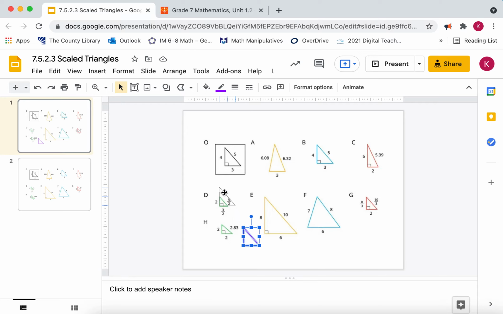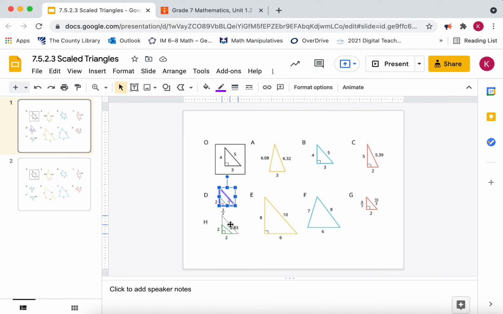So then I'm going to look at this right triangle right here. And when I line those up as well as I can, it looks like that triangle might be half as short and half as wide. So if I compare those numbers, 4 divided by 2 is 2. 5 divided by 2 is 5 halves. 3 divided by 2 is 3 halves. So yeah, that is a scaled copy. It's half as big. So it's a scaled copy with a scale factor of 1/2.